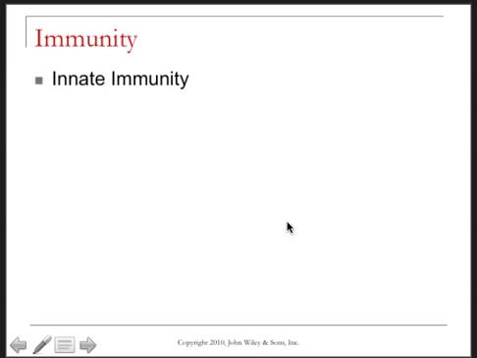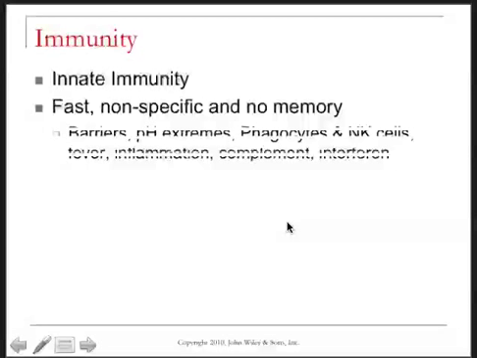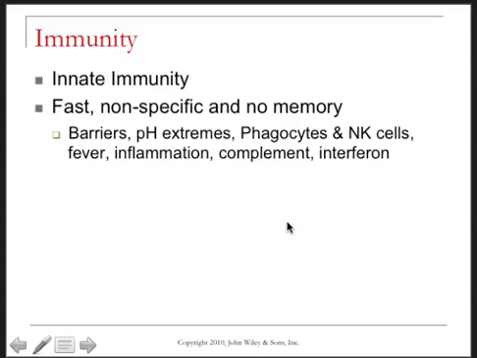So when we talk about immunity, we can talk about different types of immunity, different flavors of immunity. Innate immunity is fast, nonspecific, and it has no memory. And what we mean by this is that we use the same manner of chemical attack to knock the pathogen out, regardless of the identity of the pathogen. Examples of nonspecific immunity include our external body barriers, such as our skin and our mucous membranes. The pH extremes that we have on these surfaces are hostile to the growth of bacteria and mold and so forth.